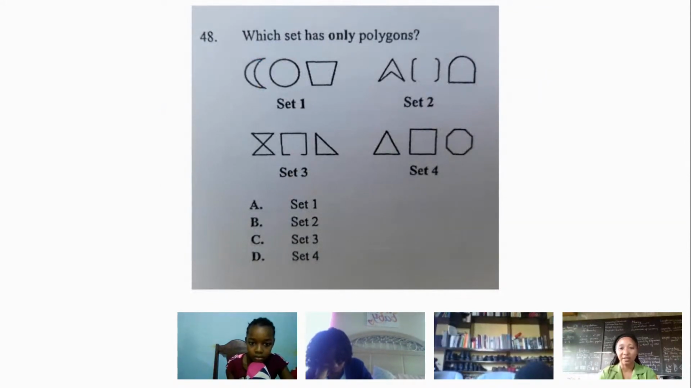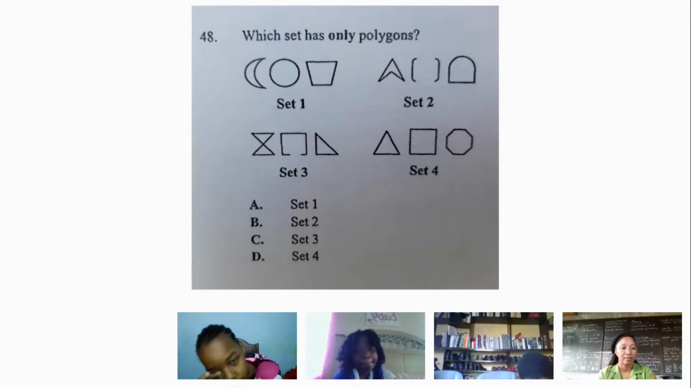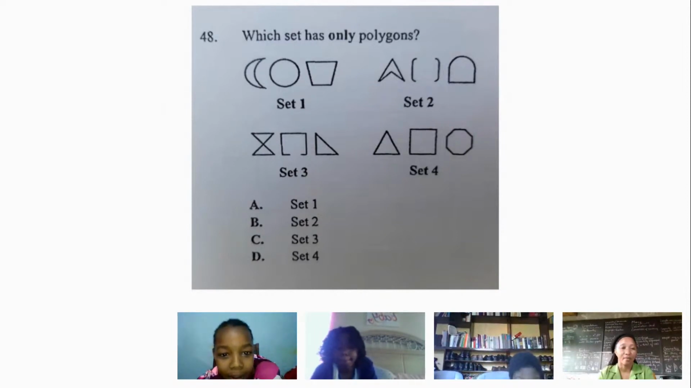48, Legende. Number 48. Which set has only polygons? Set A. For this one, you can just tell me which it is. Okay, Miss, set 4. All right, so you're saying set 4 has only polygons. Why do you say set 4? Miss, because a triangle is a polygon.